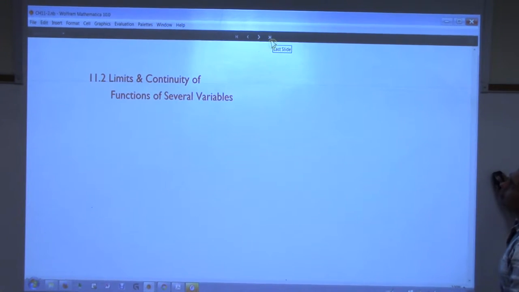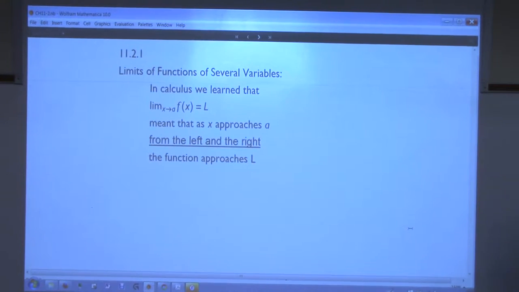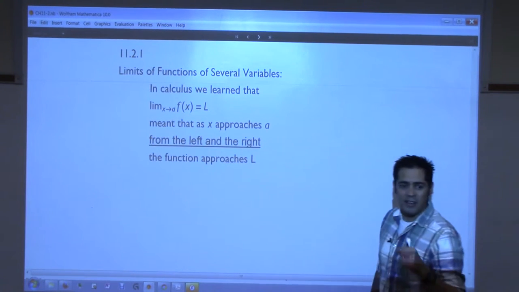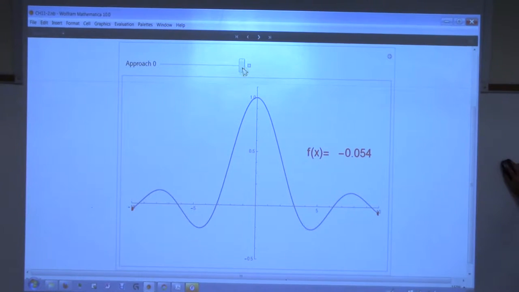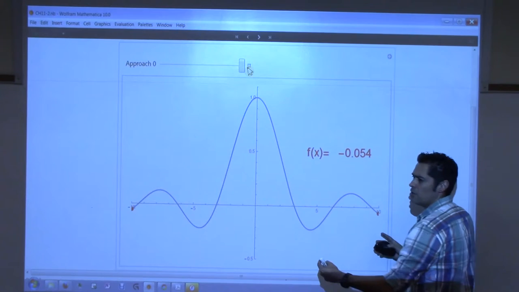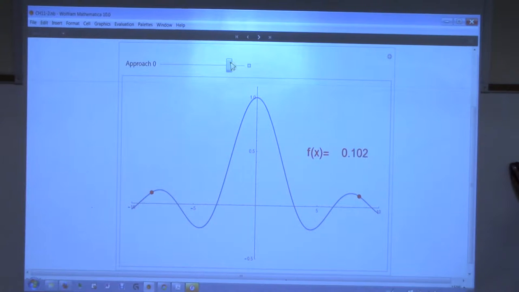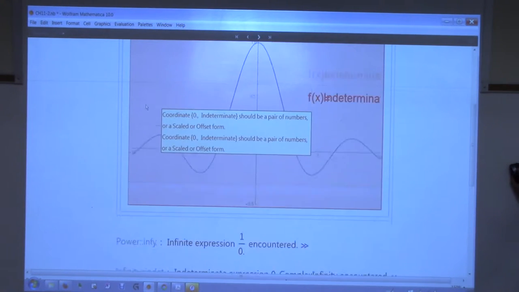For the limit, this is tricky. Remember from Cal 1 the definition of a limit. Remember this notation? The limit as x goes to a of f of x equals L meant that as x got closer to a, the function got closer to L. So a picture of this is right here. Here's some function. I'm going to let my x values get closer to 0. Notice the points on the graph. As the x values get closer to 0, what is the function approaching? 1.